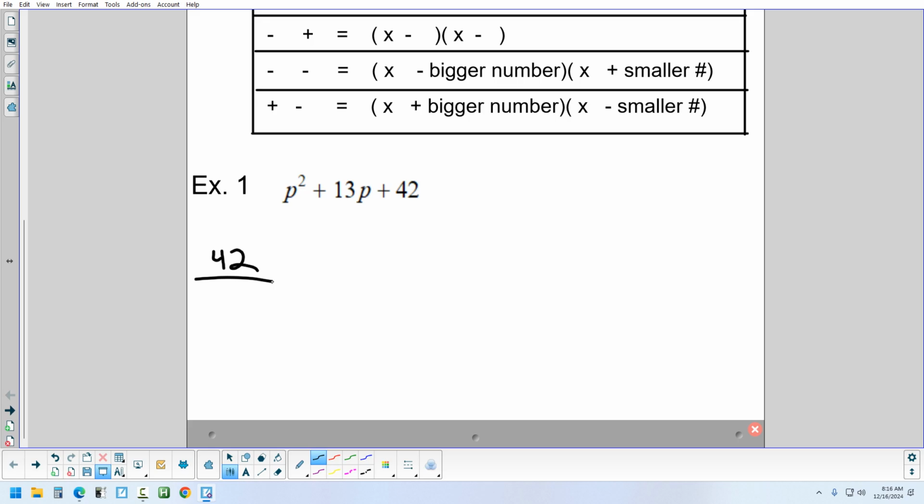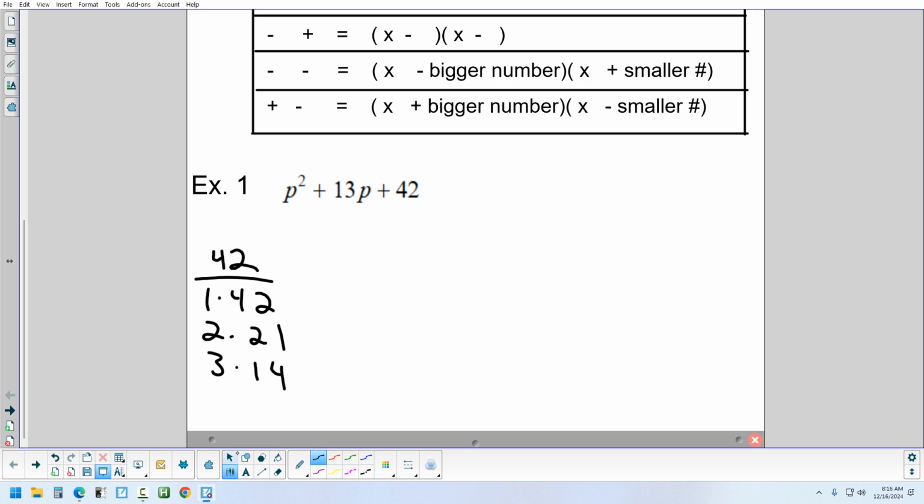Somebody give me, I usually try to start with the smallest number, so that's usually 1 and 42. What's the next thing you could multiply to get 42? Try to go up by 1 with that number if you can. Yep, 2 and 21. All right. How about 3? I think 3 does work. 3 times 16 would be 48. But 3 and 14, yep. So you got 3 and 14.